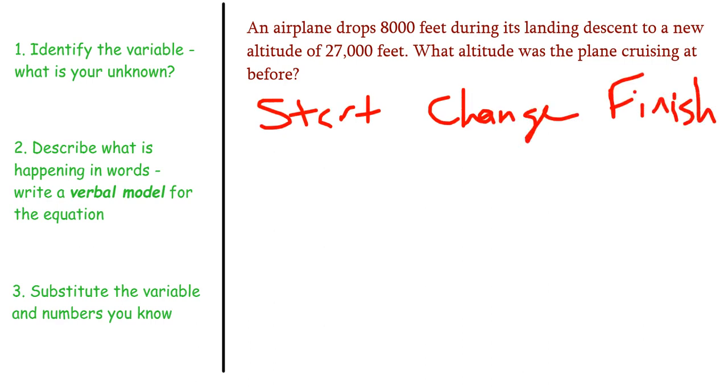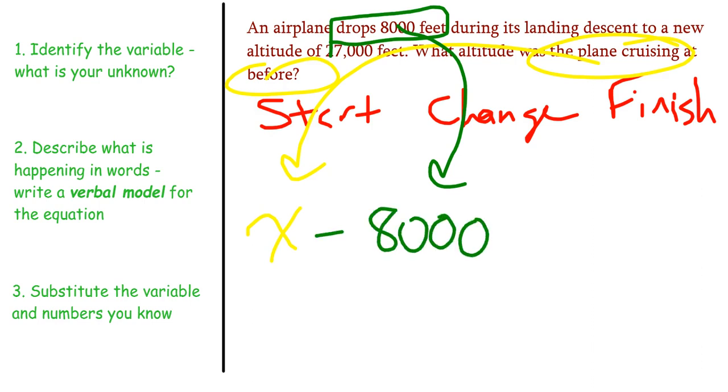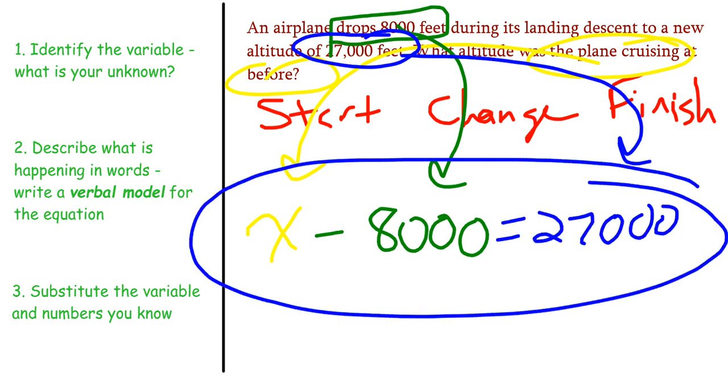If we have an initial situation, in this case, the altitude is cruising at some unknown initial altitude, then something changes. It drops 8,000 feet, which is negative. And it ends up in a final situation. Then I call that scenario start, change, finish, because that's how this process actually happens. It doesn't start at 27,000 feet and raise up 8,000 to its initial altitude.